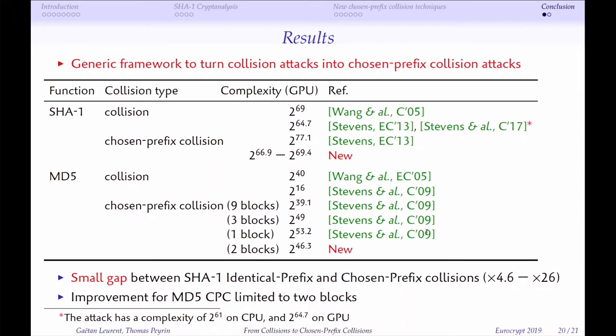And we've also applied it to MD5, and we get some results in some specific case if you limit the number of blocks to just 2 blocks. So what we show is that the gap between collision attack and chosen prefix collision attack is not so big. In the case of SHA-1, it's between 5 and 25, so it's not a huge gap, and much smaller than what was thought before.